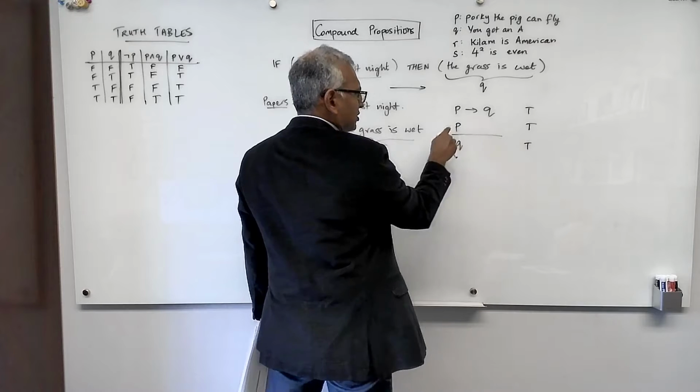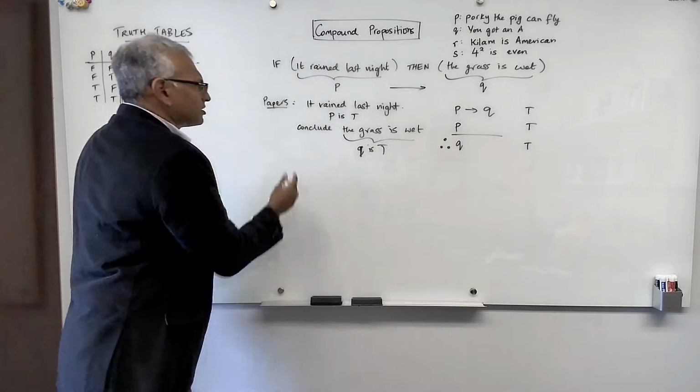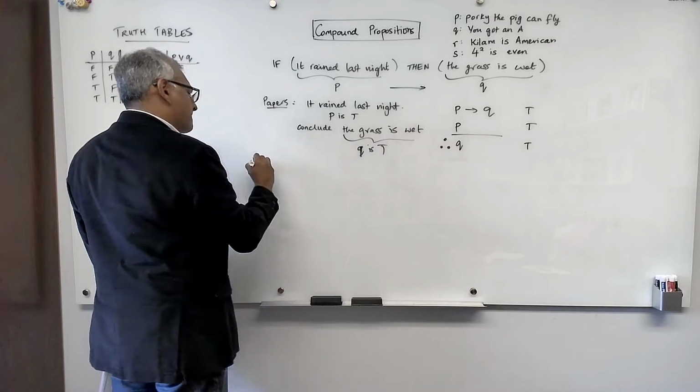If you have a true implication and you know the left-hand side is true, you conclude the right-hand side is true. Okay, now, instead of opening the papers, you went out.